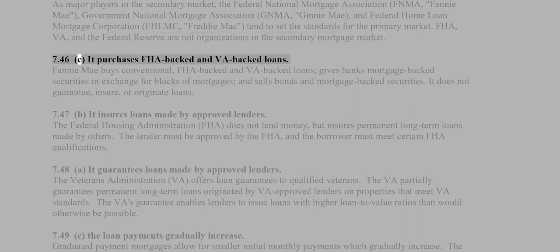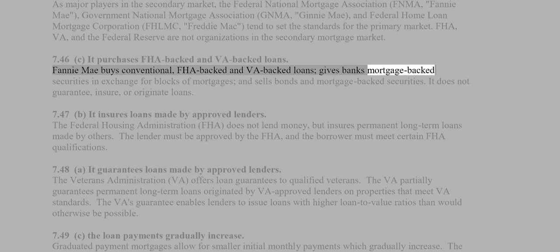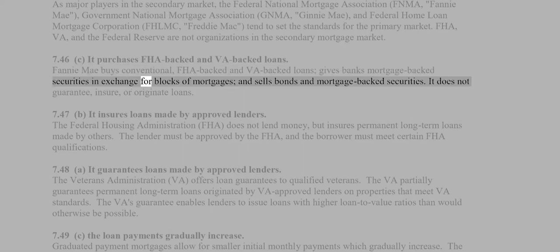7.46 C. It purchases FHA-backed and VA-backed loans. Fannie Mae buys conventional, FHA-backed, and VA-backed loans, gives banks mortgage-backed securities in exchange for blocks of mortgages, and sells bonds and mortgage-backed securities. It does not guarantee, insure, or originate loans.